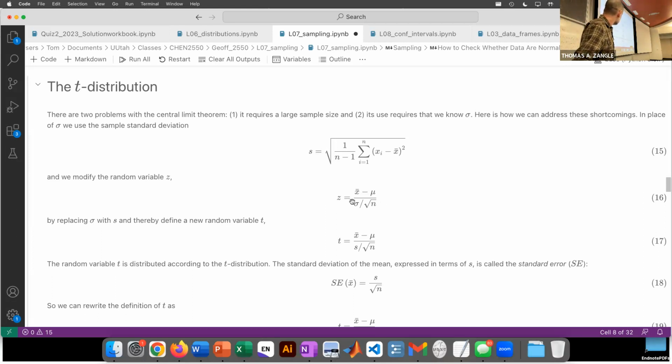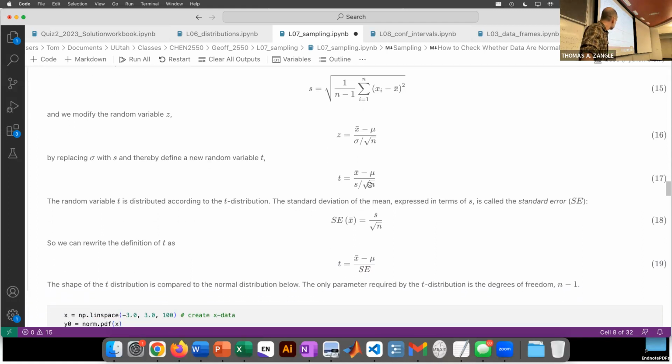And instead of using the z statistic, which we used in the description of the normal distribution, we're going to use the t statistic, which is more or less the same, but now we're replacing sigma by s. And notice that in this case, the denominator here is the standard deviation of the means, or the standard error of the means. So this random variable t here is distributed according to what's called the t distribution. And we're not going to derive the t distribution here, but we'll show what it looks like.